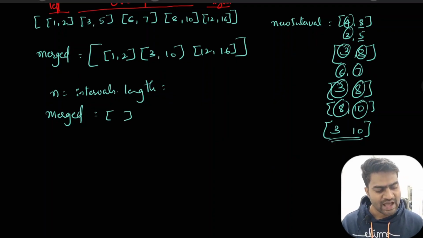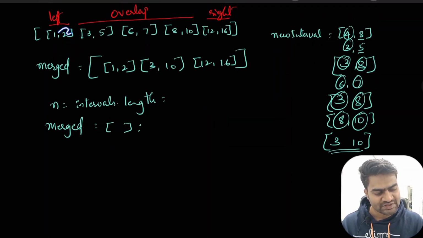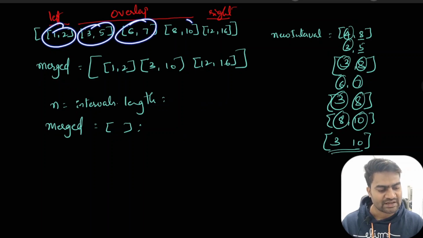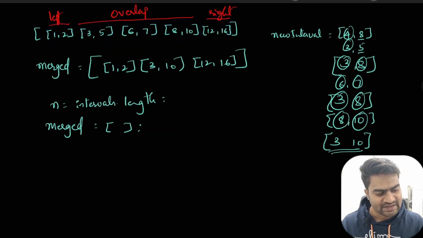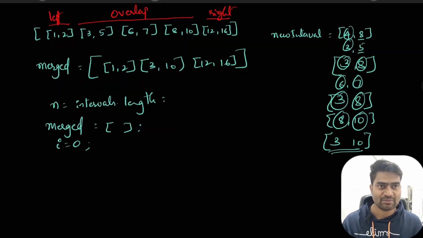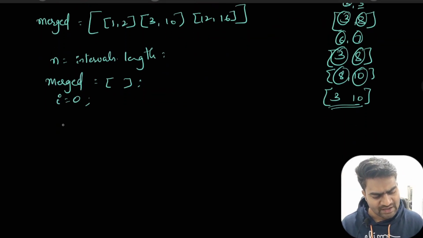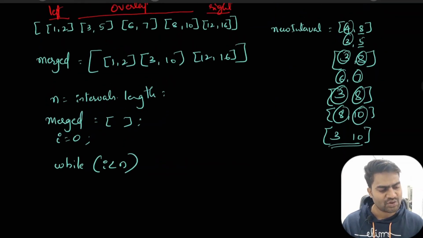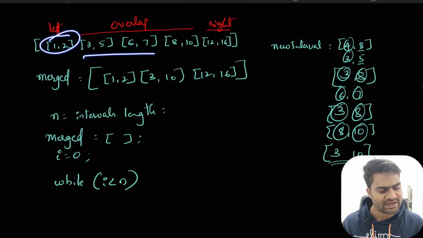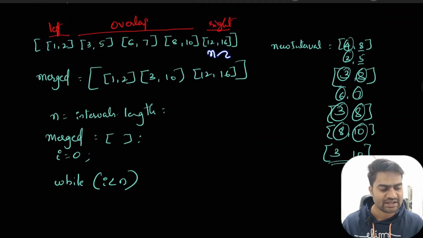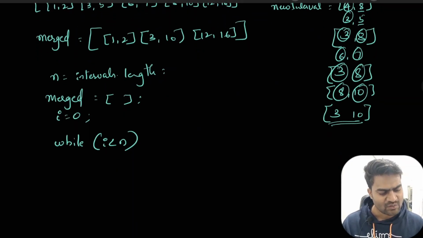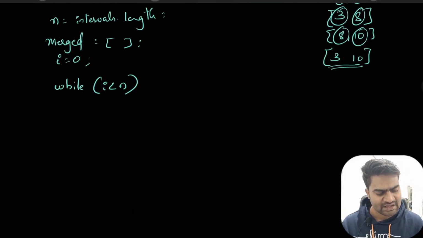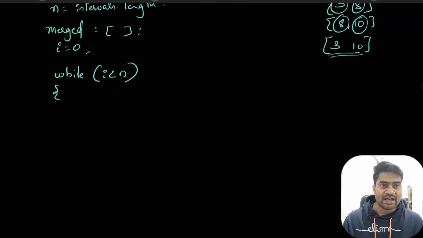Then I will take another variable. Why another variable? Because I want to process the values one by one, right? So for that, I will take one variable, which is i equal to 0. I will start with my first interval value. Now, while i is less than n. Why? Because we started from the first value, we iterate till the n minus 1th index. That's why, while i is less than n, I will start processing.